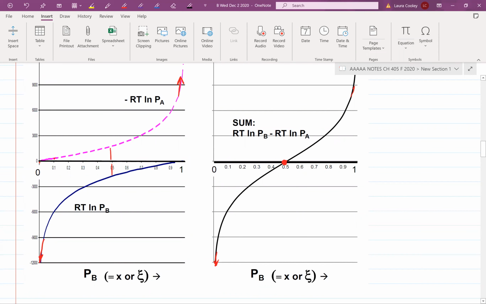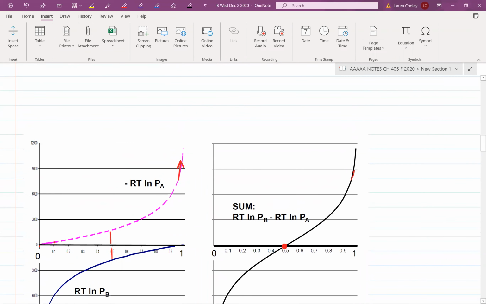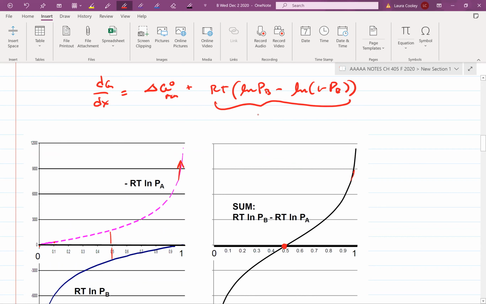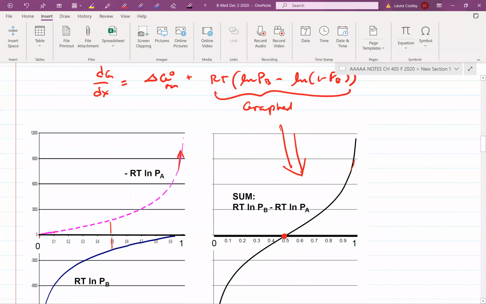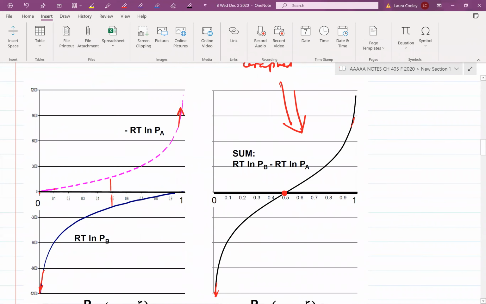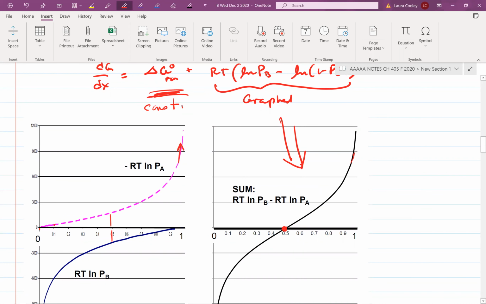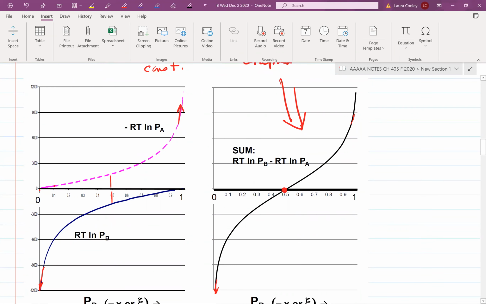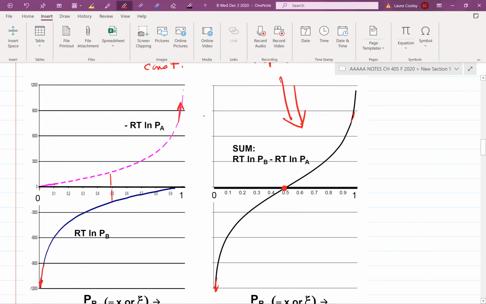And what this is, that big term, right? This is dG/dx, which is delta G0 plus RT times this crazy thing. And what I've graphed is this here. That's what that black line is. It doesn't include this part. It includes the interesting part, the rapidly changing part, not this constant part. Right? This is a constant. All right. So what you can see, it's very interesting here, is what this is.